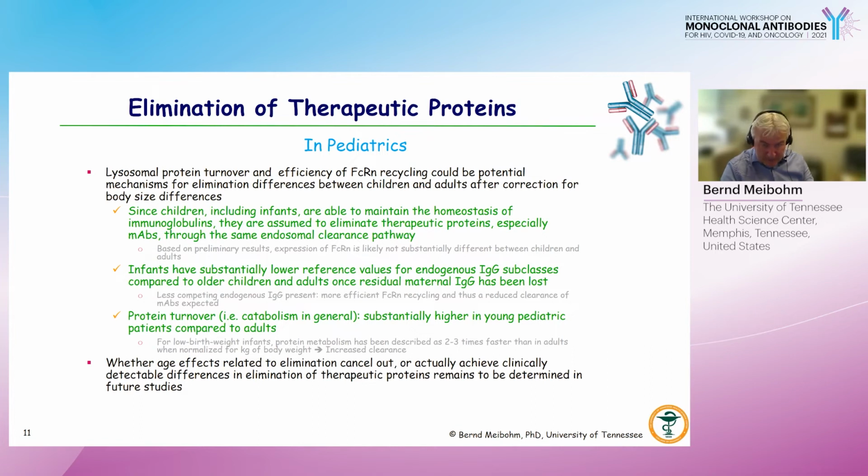Now, working against this process is the third bullet point here, which is basically an increased general protein turnover that has been observed, especially in young pediatric patients compared to adults. So, for example, for low birth weight infants, protein metabolism has been described as 2 to 3 times faster than in adults when normalized for a kilogram of body weight. So that ultimately would mean faster non-specific proteolytic clearance, and that would mean increased clearance of a monoclonal antibody.